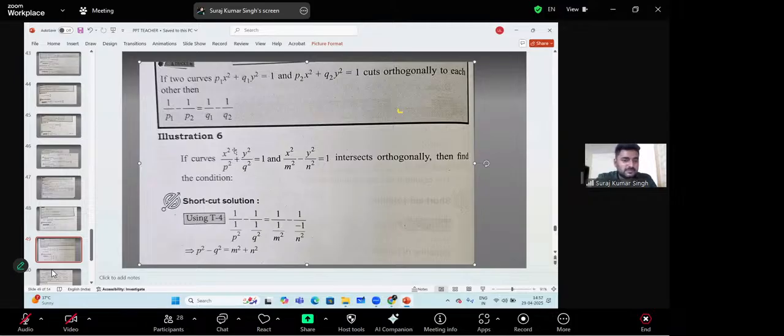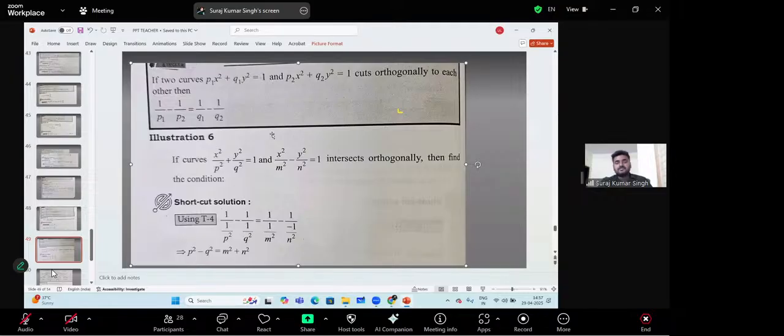So just now, suppose the question is given x square by 4 plus y square by 3 equals to 1, and x square by 9 minus y square by 4 equals to 1 is given. And I want to find what should be the condition so that both are going to intersect orthogonally. So we can write this condition, p square minus q square equals to m square plus n square, or we can use this condition. Both are the same condition. So you can see, yes, at our level we can make shortcuts or tricks also.